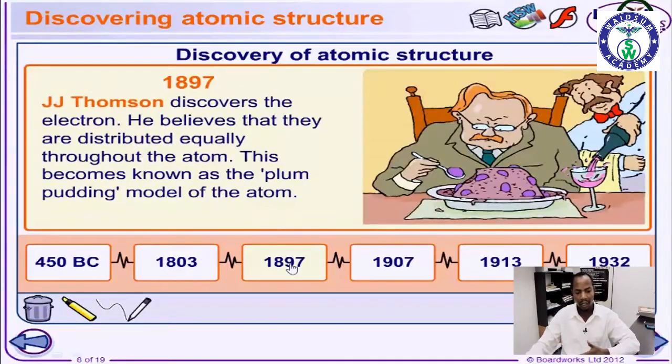Now let's take a look at around 1897, by J.J. Thomson, the master of Ernest Rutherford. J.J. Thomson discovered the electron. He found that the atom is made up of other smaller particles called the electron. He believed that they are distributed equally throughout the atom. That was his whole understanding. At that time, this was what J.J. Thomson found out about the atoms: that the atom is made up of electrons which are evenly distributed around the structure of the atom.